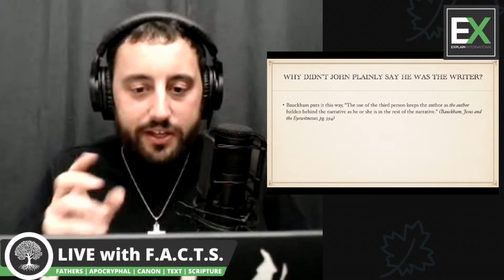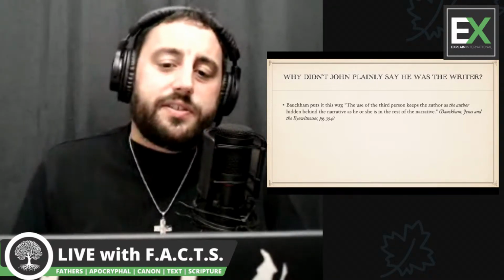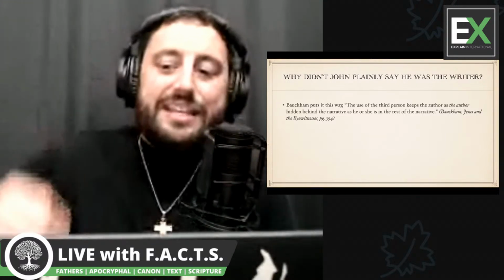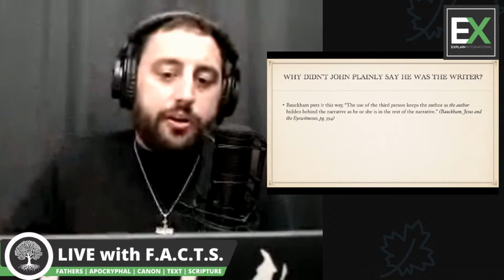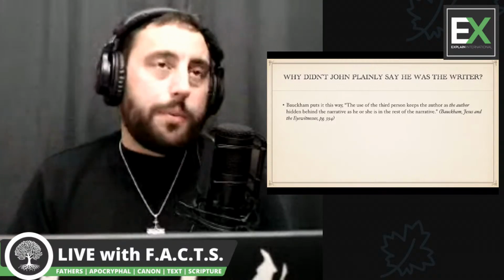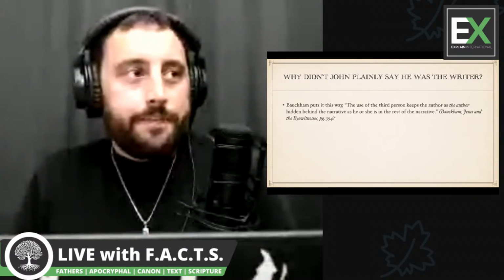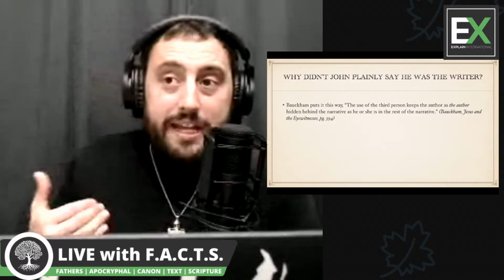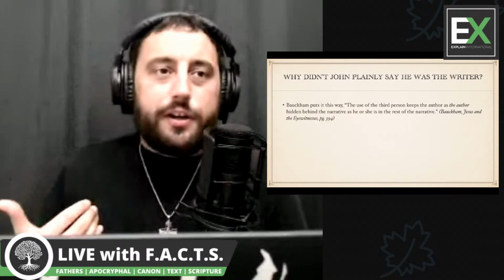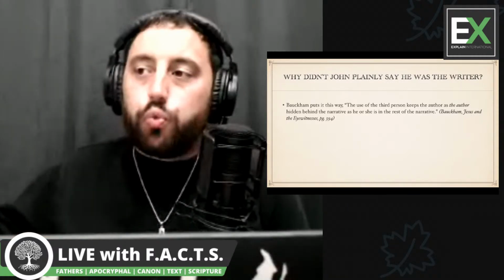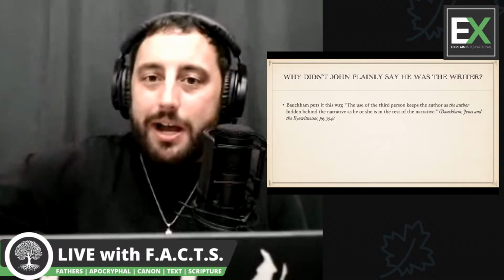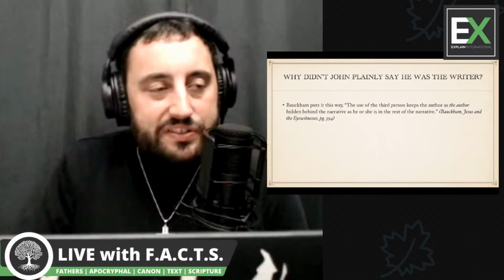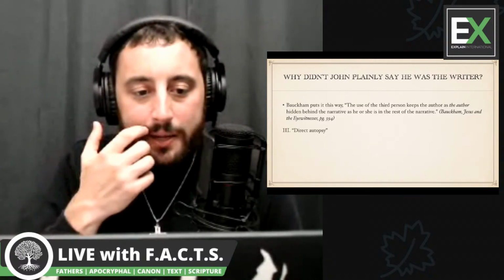But Bauckham said this in his book, Jesus and the Eyewitnesses: the use of the third person keeps the author hidden behind the narrative as he or she is in the rest of the narrative. And what Bauckham is basically saying is this: the author is not making himself the primary source. The author is not making himself the point. The author is keeping himself as an author, writing about another rather than writing about himself. He's distinguishing himself in doing so. And this is a consistency we see in the early writings of that time.